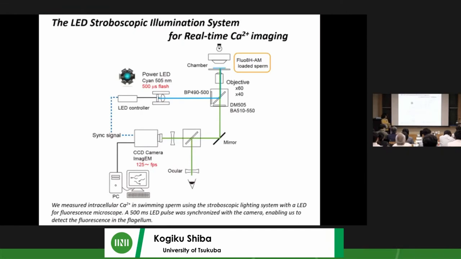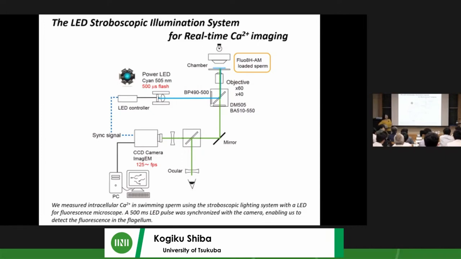So we tried to measure the intraflagellar calcium concentration by imaging. We use a fluorescent dye, Fluo-8H. It is a fluorescent calcium indicator. You can visualize the intracellular calcium level by this fluorescent dye. Then we observe the sperm movement during chemotaxis with a fluorescent microscope. You know the sperm flagellar movement is very fast and very small.